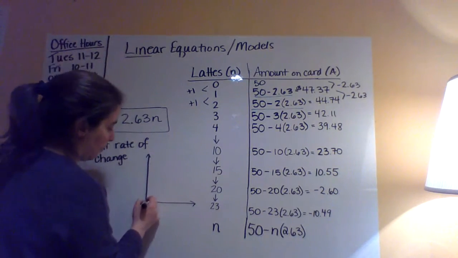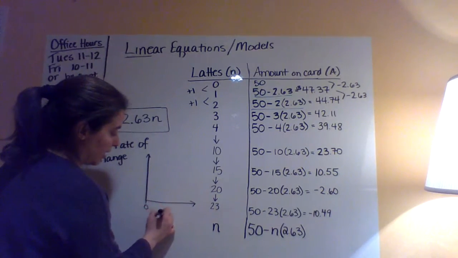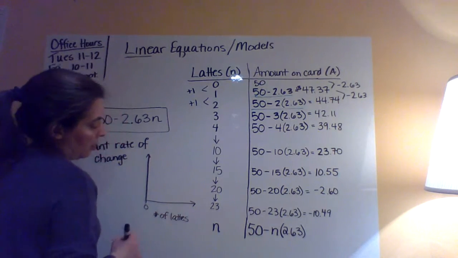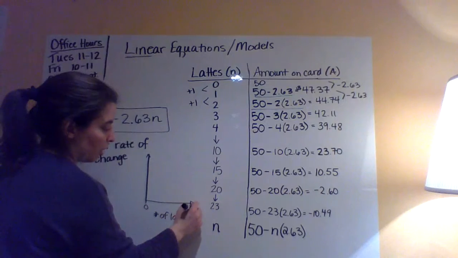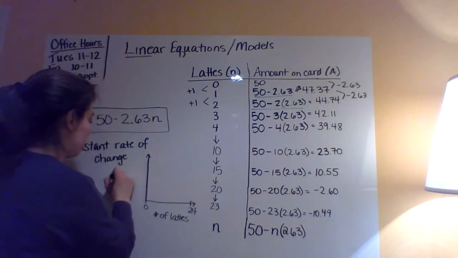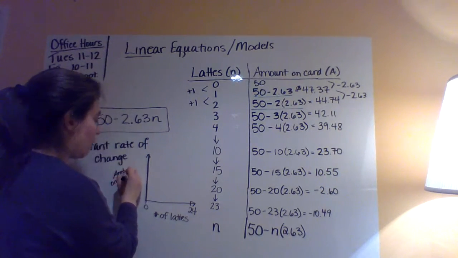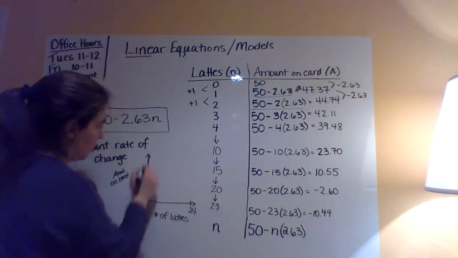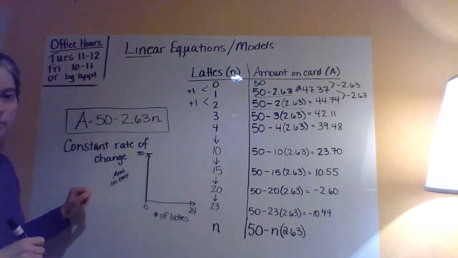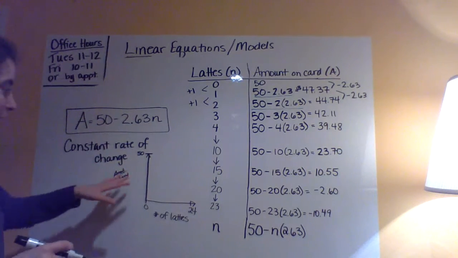This is going to be your number of lattes along the bottom axis. If you count by ones, you can go up to 24, so you have more than enough space. This is going to be the amount on the card. And if you count by twos, then this line right above the arrow will be 50. So I'm just kind of helping you get that set up.